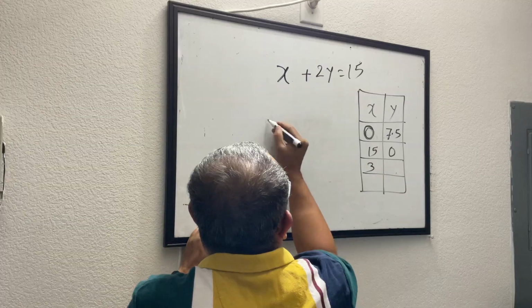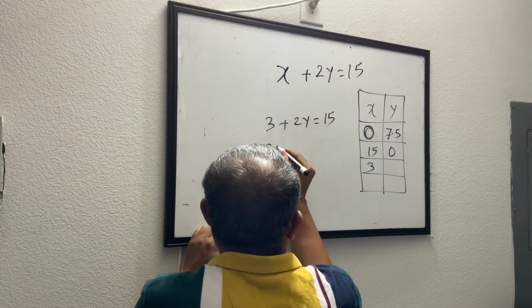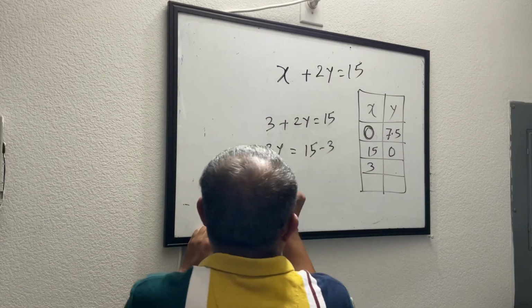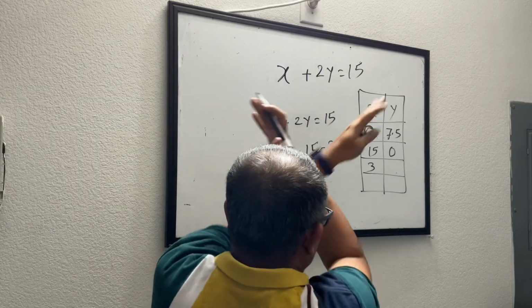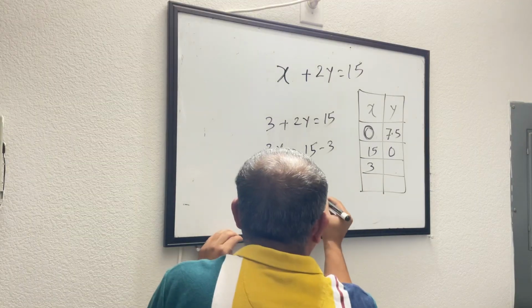6. So 3 plus 2y equal to 15. That means 2y equal to, 3 goes to the other side, becomes 15 minus 3. So 2y equal to 15 minus 3, which is 12. That means y equals 12 by 2, which equals 6.